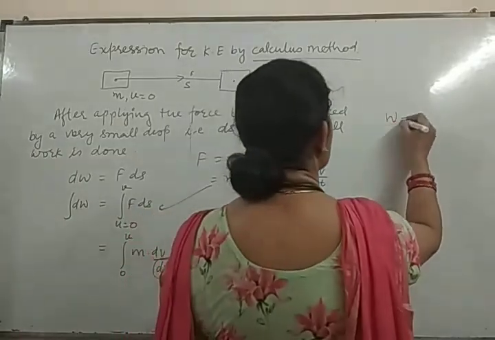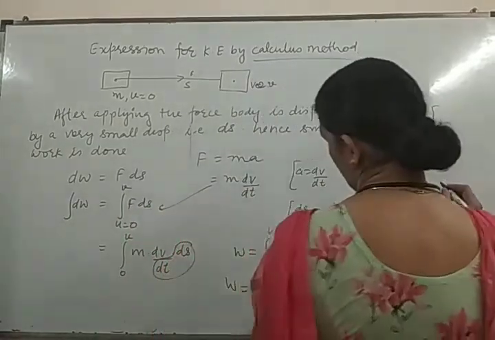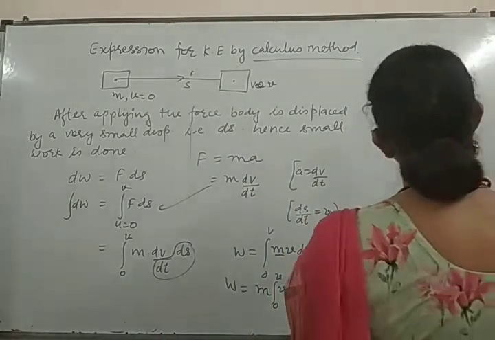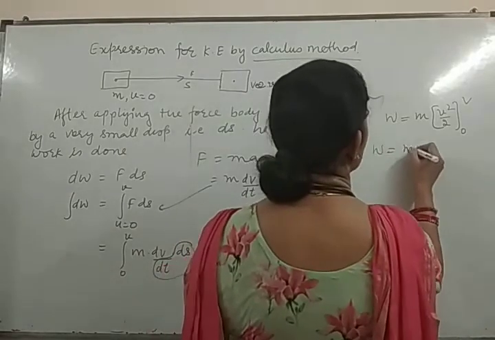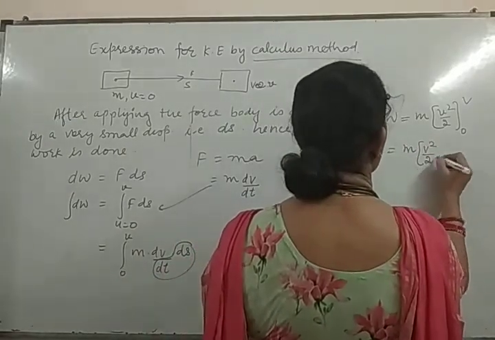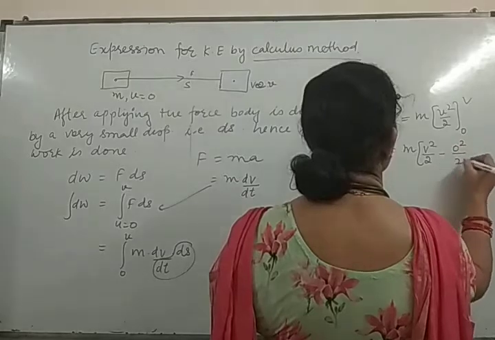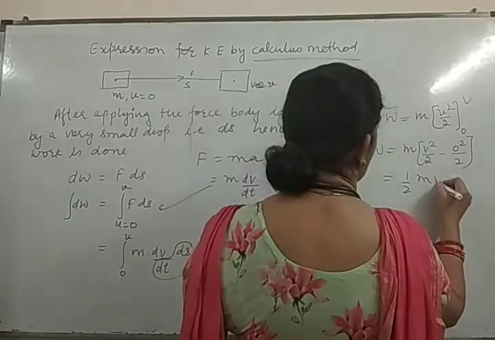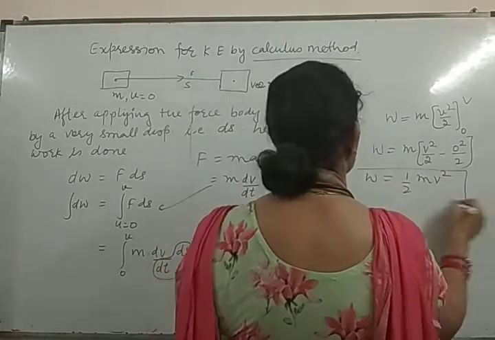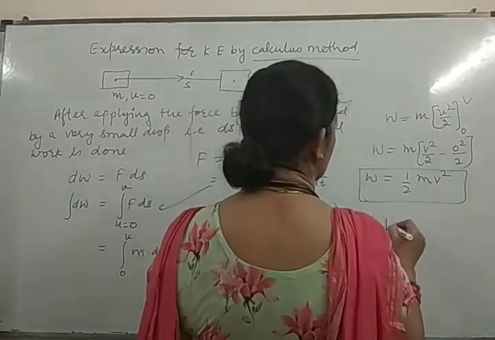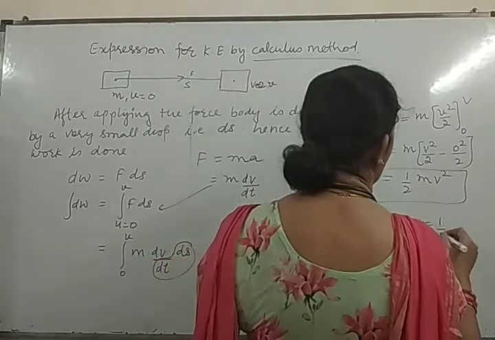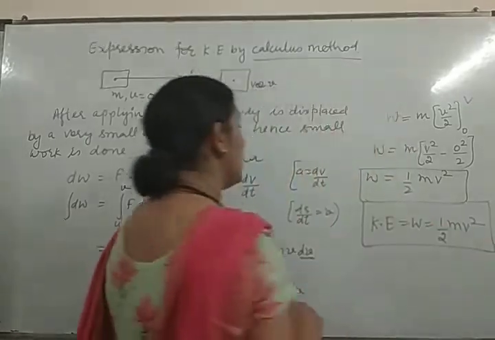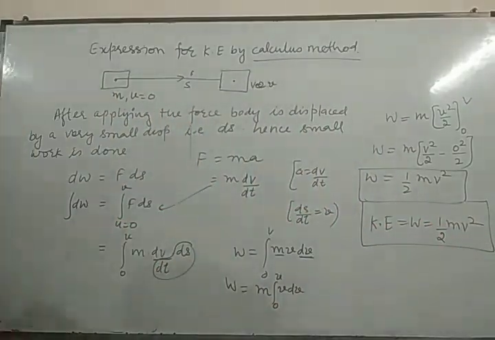Hence W is equal to m. Integration of v will be v square by 2 from 0 to v. Put the values: work done is equal to m into v square by 2 minus 0 square by 2. This is half into m into v square. This work done is equivalent to the kinetic energy, and you have the value half m v square. This is the kinetic energy of any object by the calculus method. You can note it.